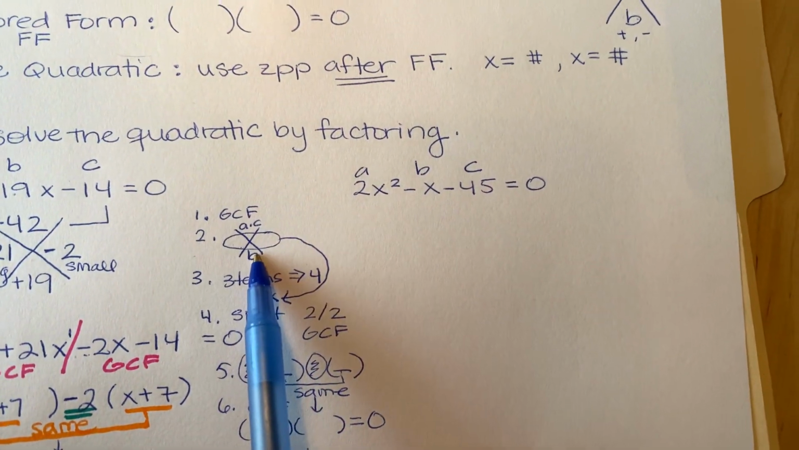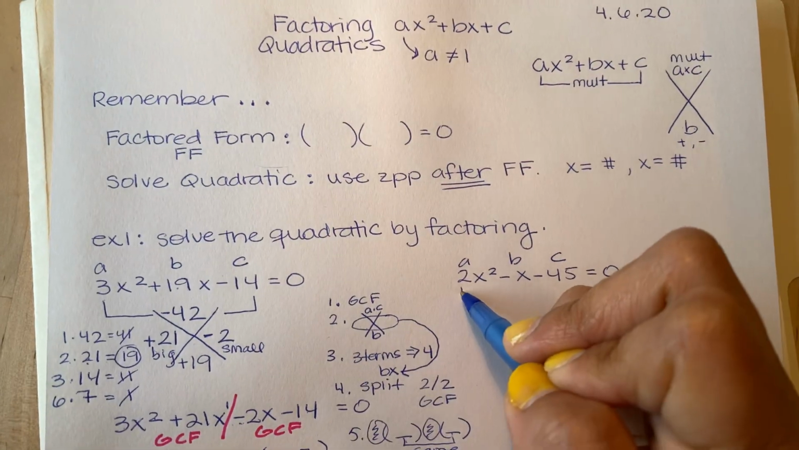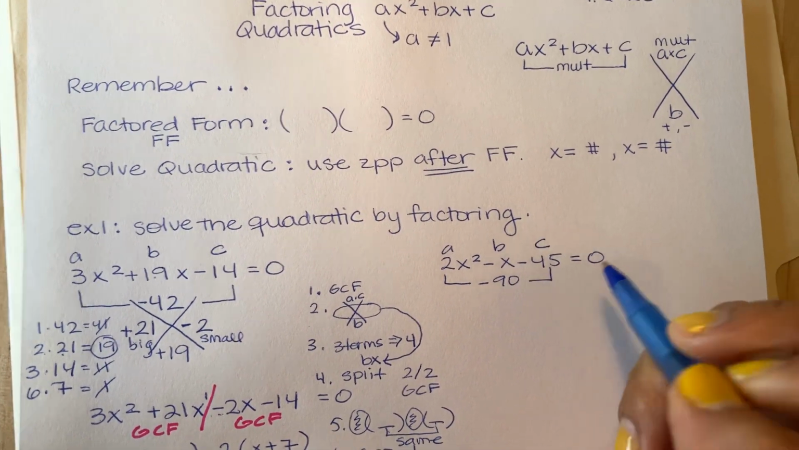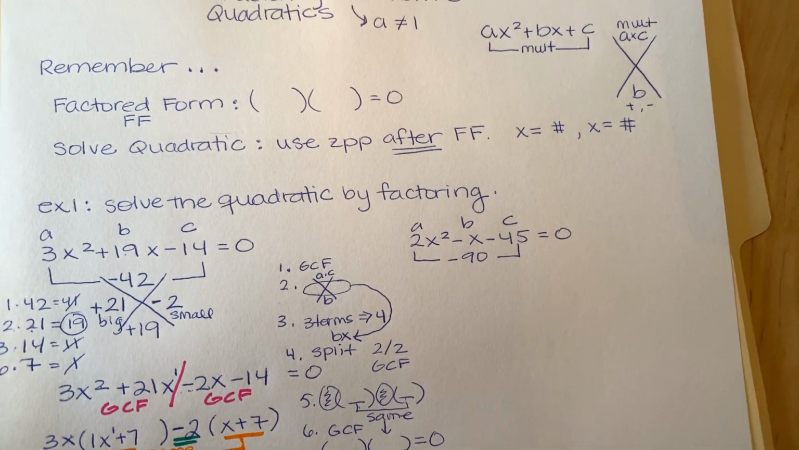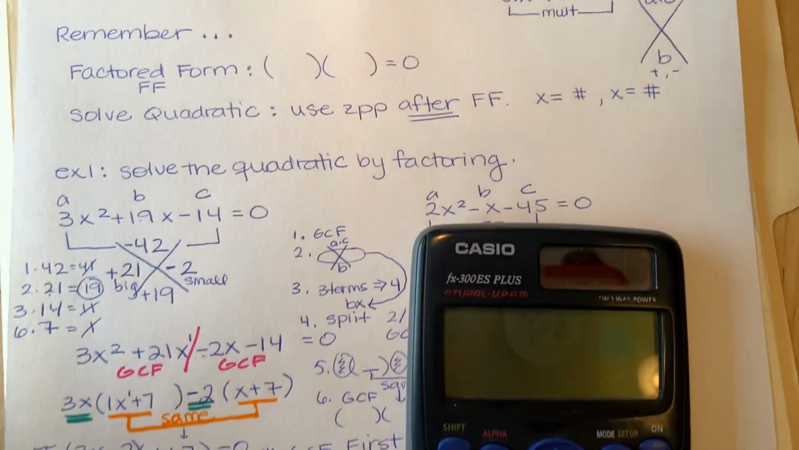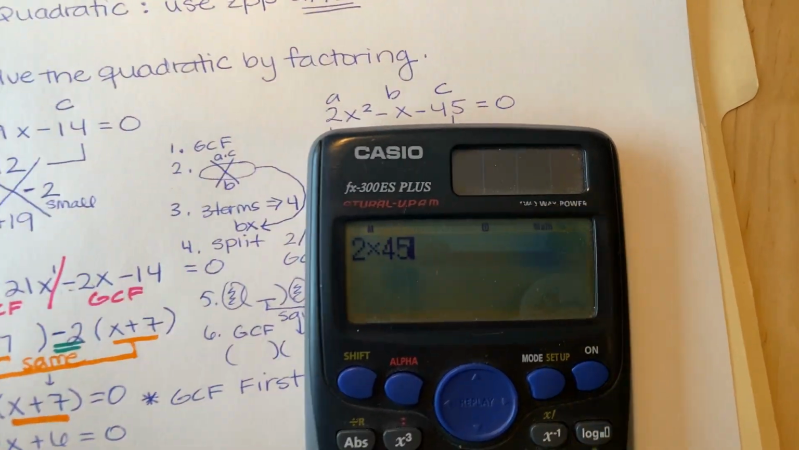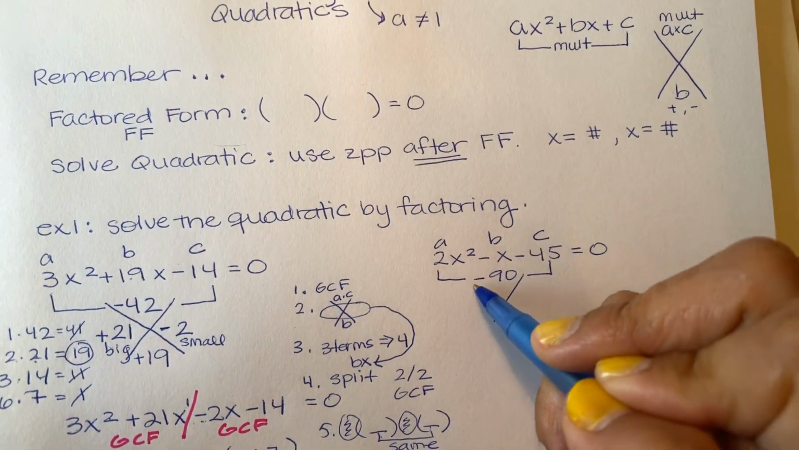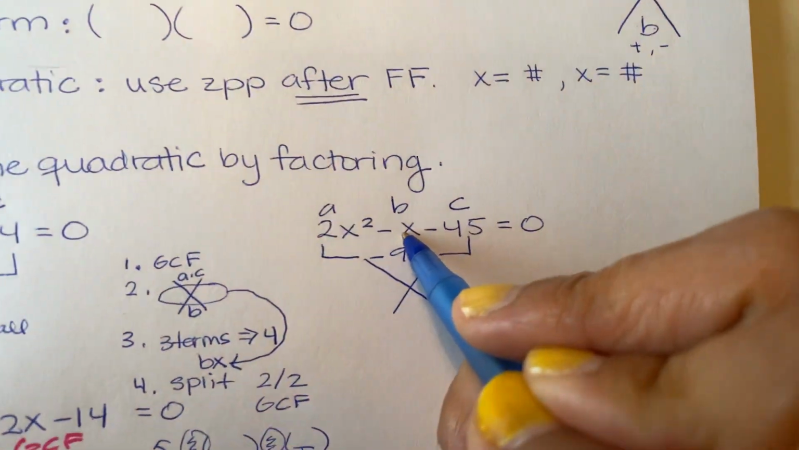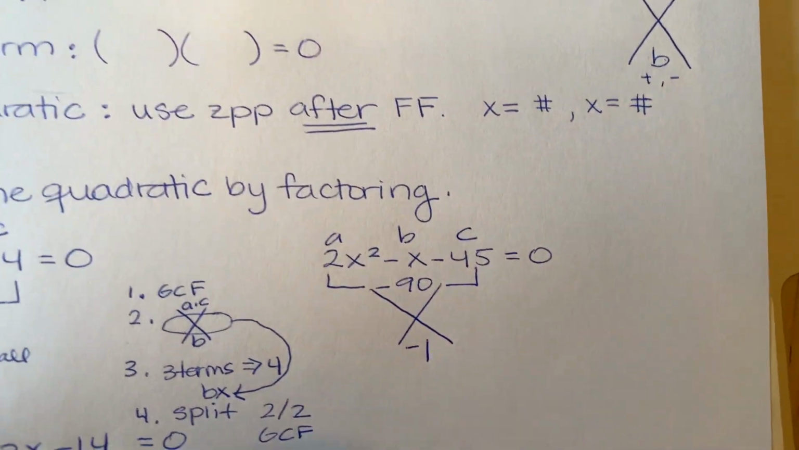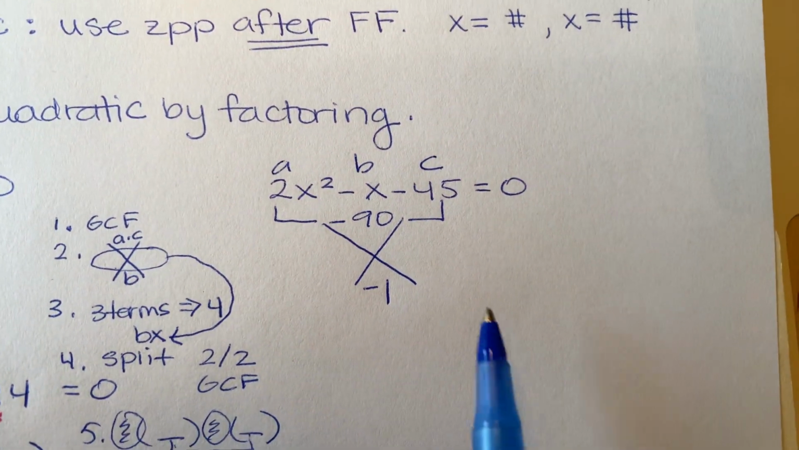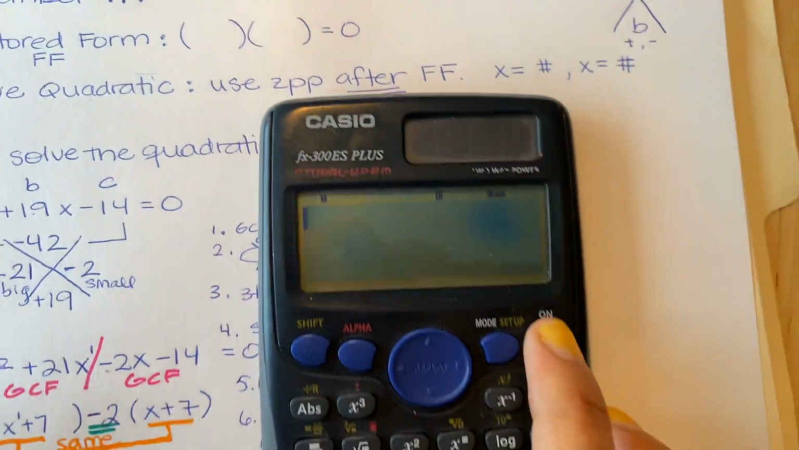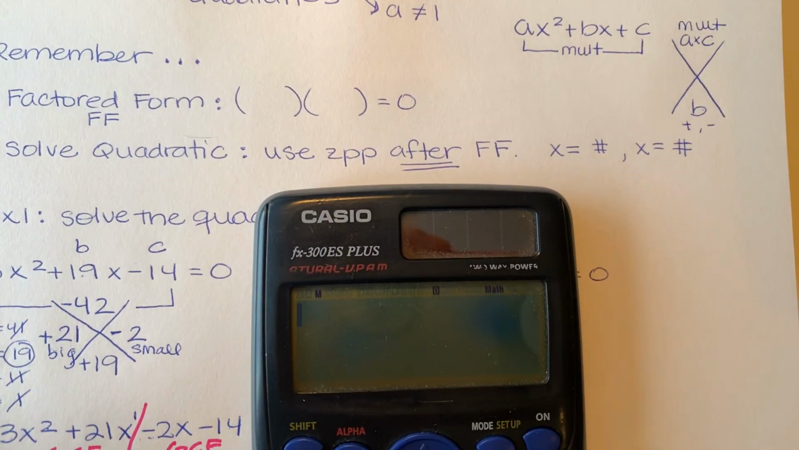Now we're going to move on into the magic X. So A times C is -90, right? So 2 times 45, 90, right? And then the B value, -1, right? Okay, so now we're going to find all the possible pairs that make up 90. We're going to have quite a bit, okay? So I'm going to write them off to the side here.